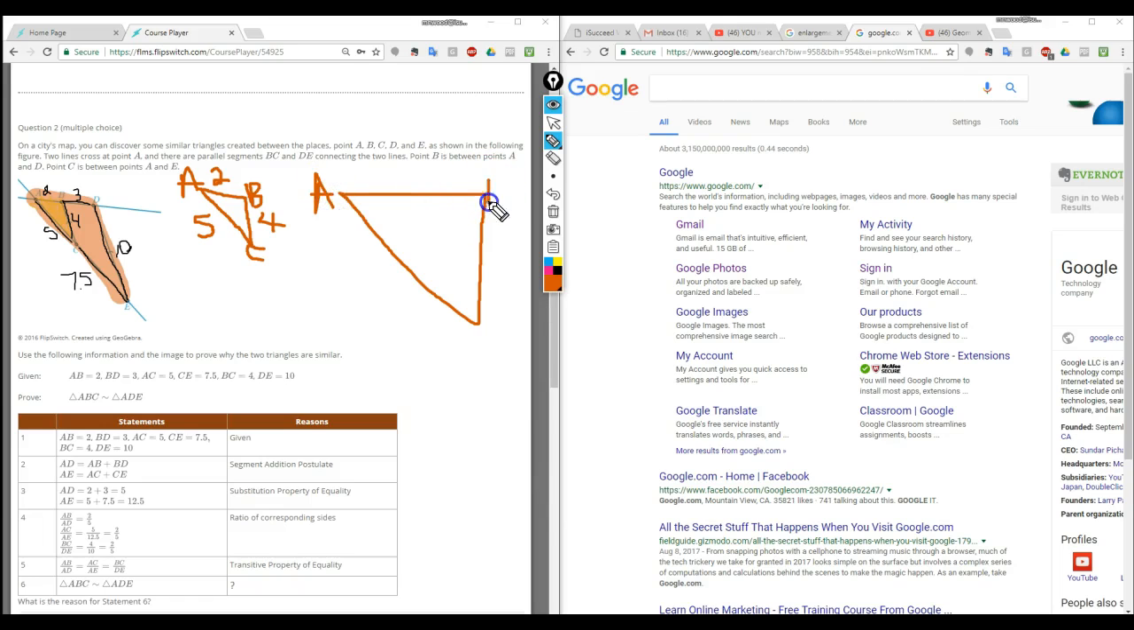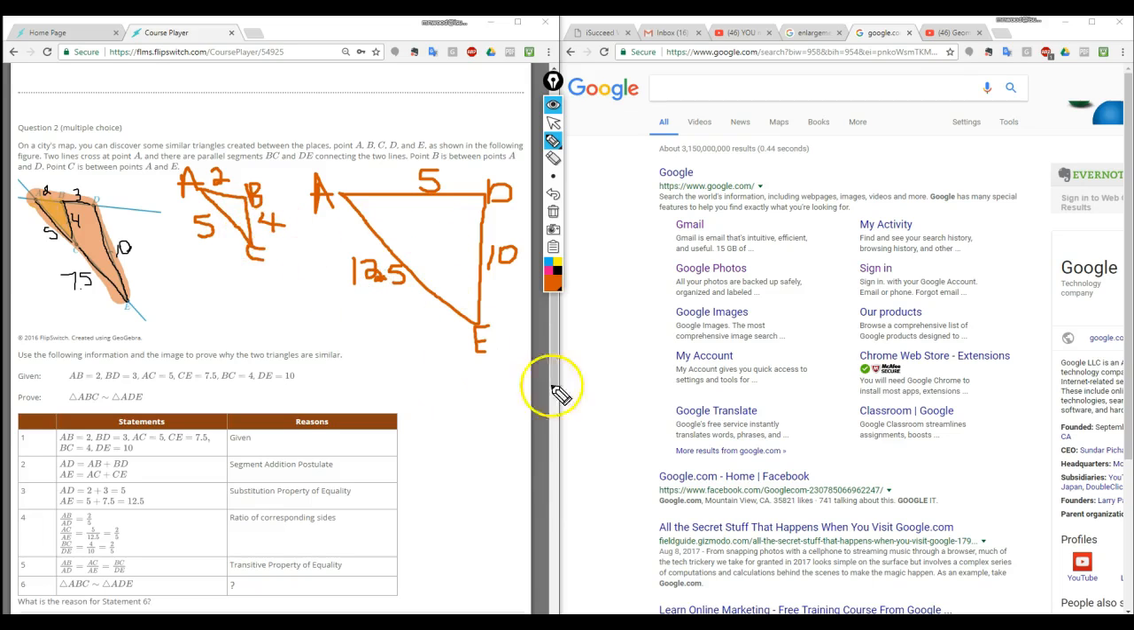So ADE, which, if we want to find the length, we would add the two segments together. So 2 plus 3 is 5. So AD's total length is 5. D to E was given as 10. And A to E, we would add these two together, so it would be 12.5. So that's the information we can gather from the diagram and the given information.